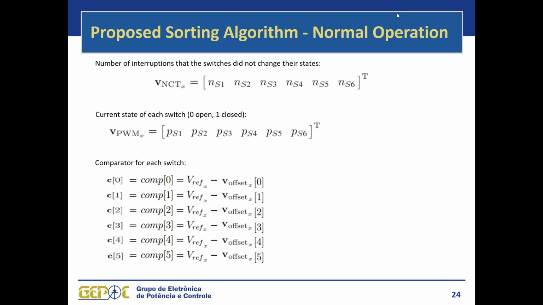Do you want me to answer? Yeah, I just wanted to know about the interruptions. When you say the interruptions, what do you mean exactly? Number of interruptions do not change the state. So I'm guessing you have S1 to S6. So what do you mean by number of interruptions here? I just wanted to know.